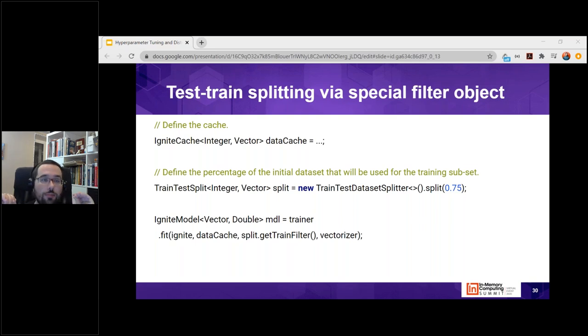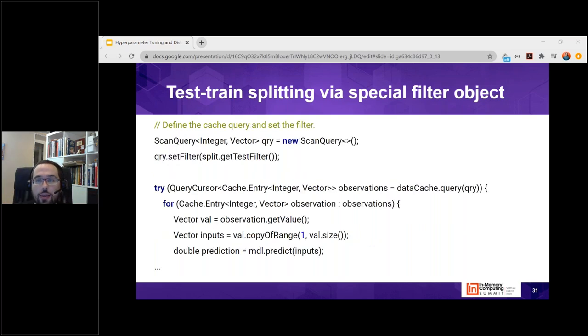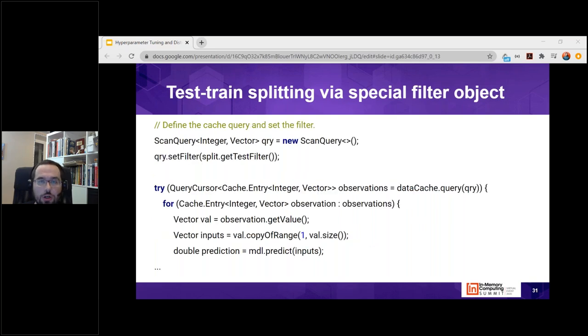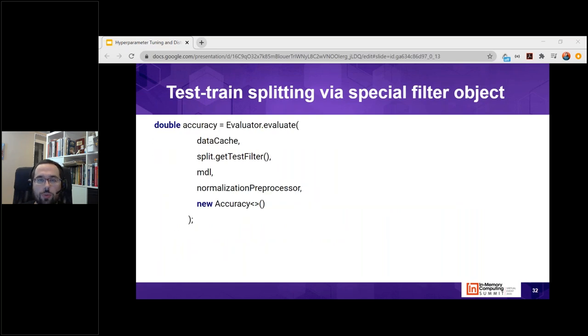And all fit methods have a special parameter for this filter, and this parameter passes a filter condition to each cache layer. The user, like in the slide, can call the method from the train-test splitter. He could call get train filter, or he could call get test filter and pass it, for example, to the cache to calculate different metrics manually, or pass it to the evaluate method of the evaluator to calculate, for example, accuracy, like on this slide, on the test data set, which will not be created, as I said. It will be only a filter. A few rows will be filtered, and only data from them will participate in the calculation of the metric. This is very important to know for performance reasons.